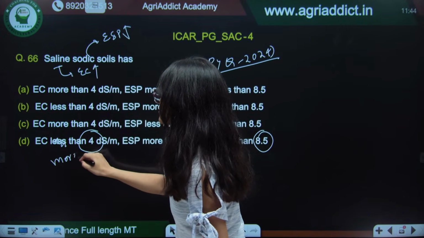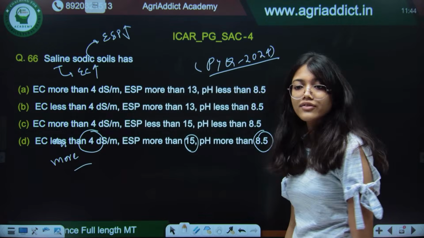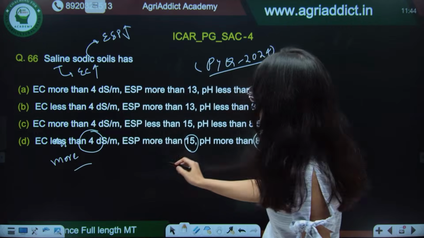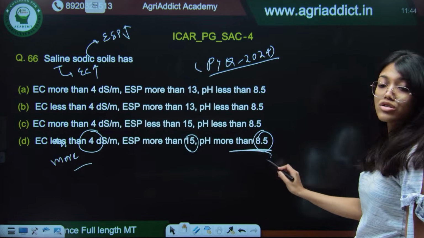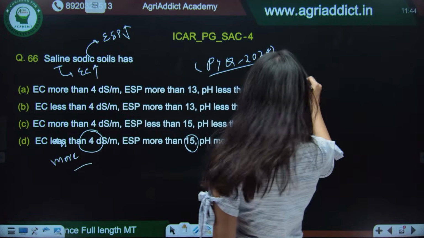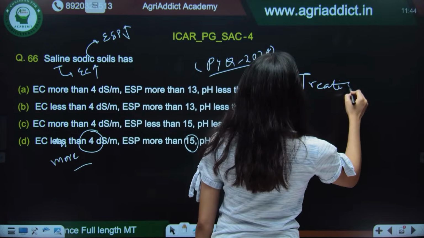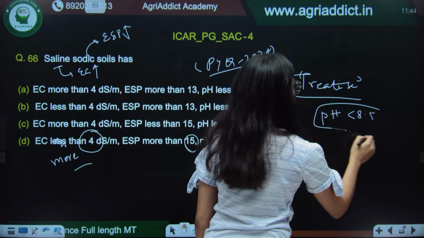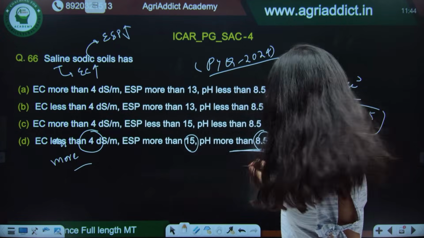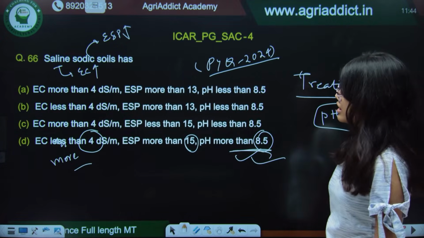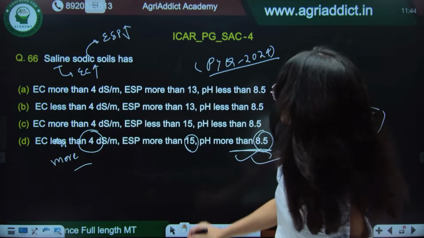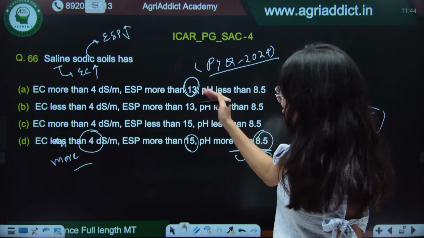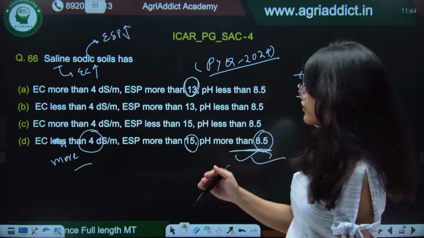The correct option is not present. EC should be more than 4 deciSiemens per meter, not less, okay. It should be more. ESP is also more and the pH is also more. So generally, when we see our textbook, it is mentioned that the pH is less than 8.5, but it varies. It will be more than 8.5 only. No, A is also not correct because it is written 13 here, and the minimum criteria for ESP should be 15.